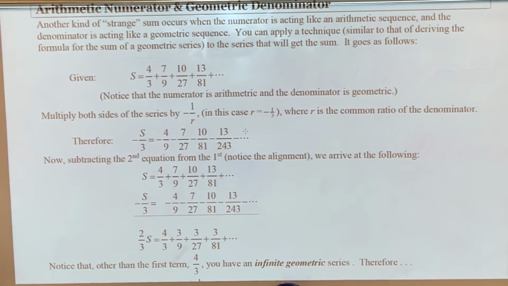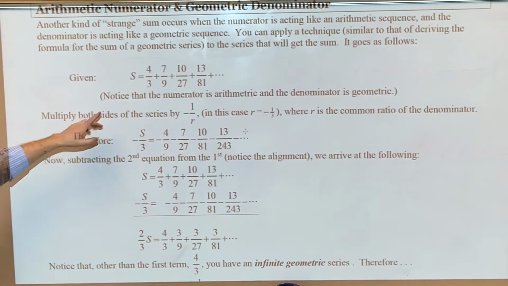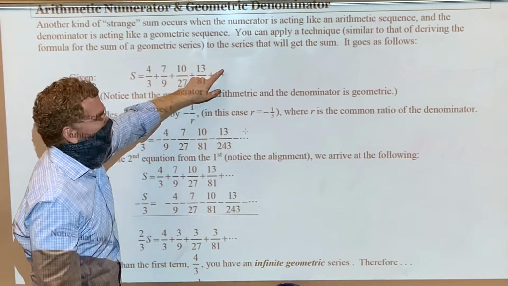And if it's geometric on the bottom, doesn't that mean that the bottom numbers are going to be getting really, really big? Probably a lot more quickly than the top numbers? I mean, look at this. 4, 7, 10, 13, 16.